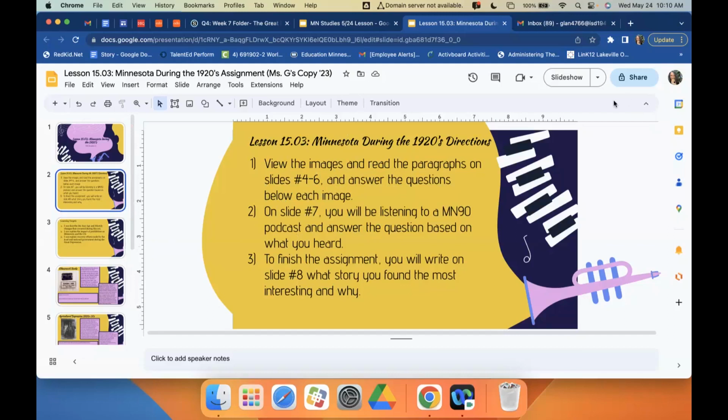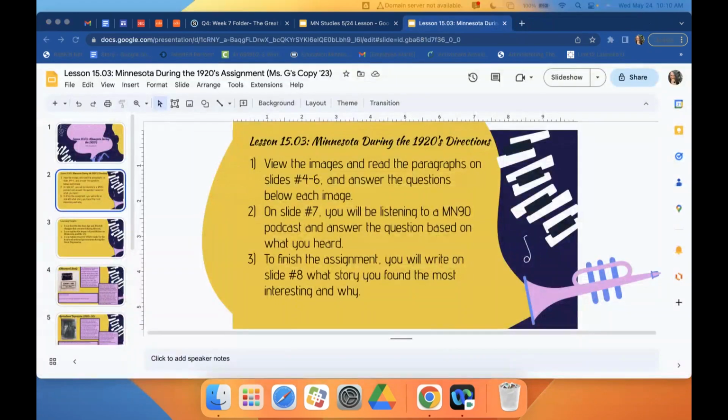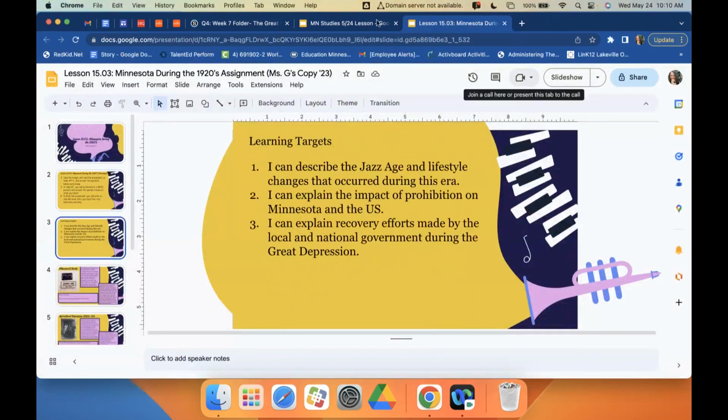Thank you, Rose. Bobby, you ready? Yes. Okay, perfect. Do either of you want to read the learning targets quick before we get started? Okay, Rose, you can read.